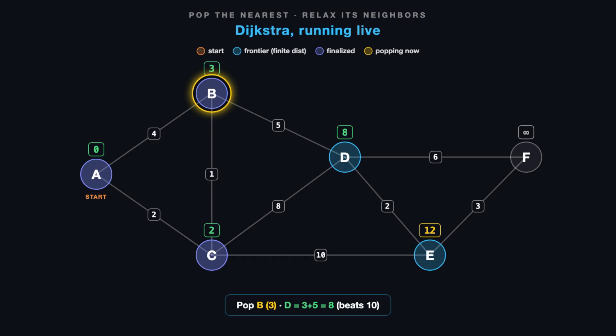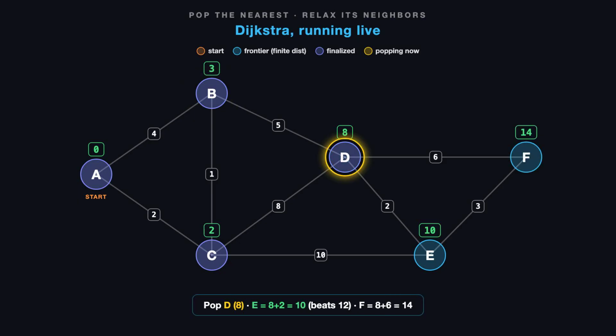Finalize it. Through B, D costs 3 plus 5, which is 8, cheaper than 10. So D drops to 8. Next is D, at 8. Finalize it. Through D, E costs 8 plus 2, which is 10, beating 12. And F becomes 8 plus 6, which is 14.